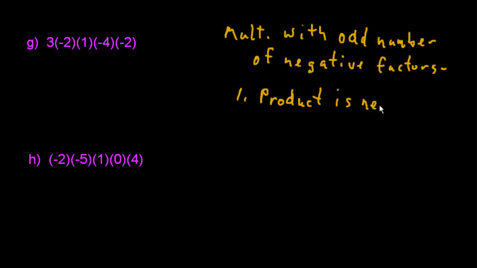So all we need to do is multiply our numbers together and put a negative sign for the product. What is 3 times 2? 6 times 1. 6 times 4 is 24 times 2 is 48. So we write down the 48 and we put a negative sign in front of it. So our product is negative 48. Notice in the next problem one of our factors is 0, and anytime one of the factors is 0, the product is 0.